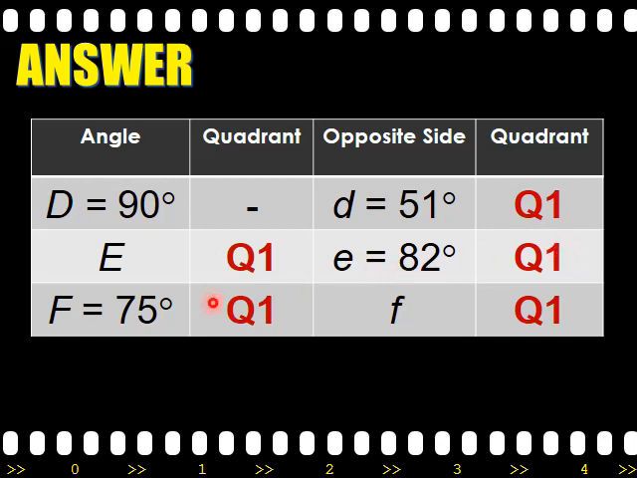E, nasa quadrant 1 kasi si side E ay nasa quadrant 1 din. Now, another thing, kung papasin ninyo, di ba kaya nasabi natin, si F ay dapat nasa quadrant 1 based on rule number 2A. Okay? Pero dahil si F, side F ay katapat niya si angle F, okay? Na si angle F naman is 75 degrees, ibig sabihin, Q1 din talaga siya. Yan. So, same quadrant sila.